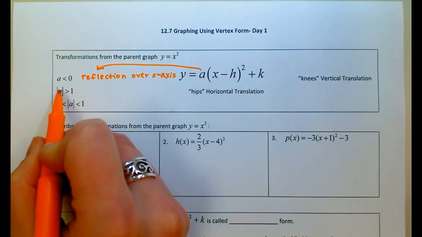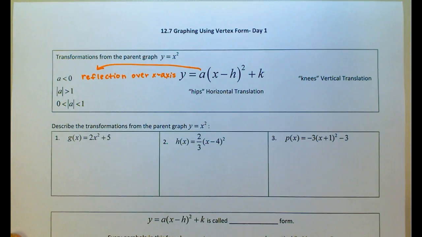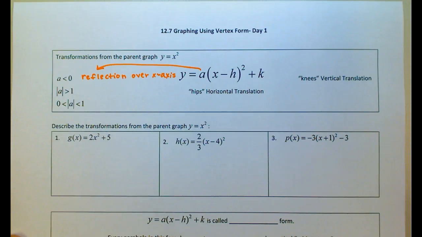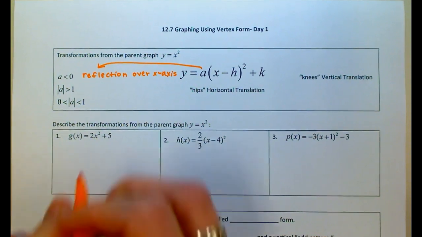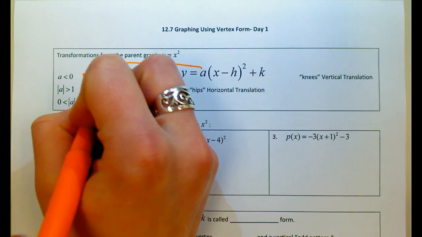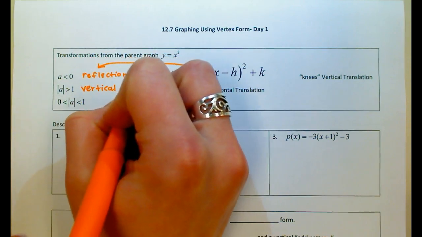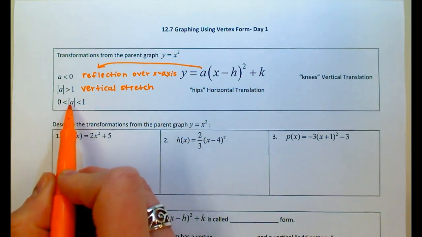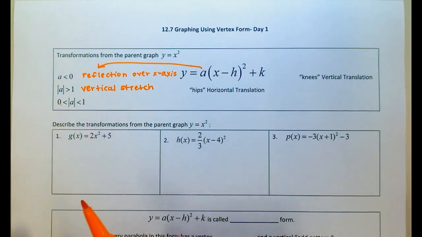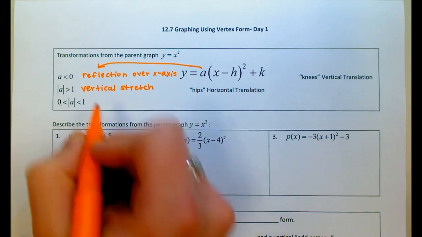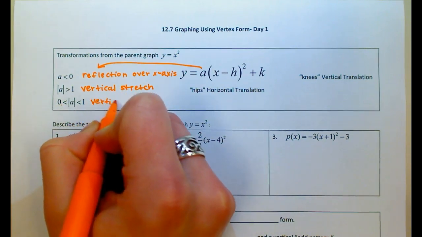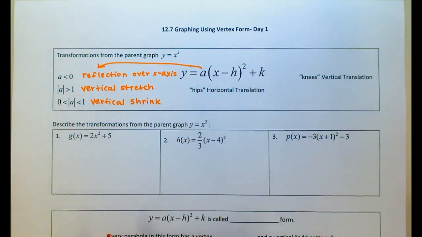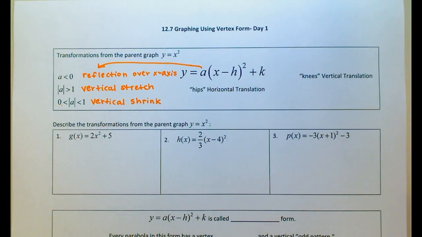If the absolute value of a, it doesn't matter if it's positive or negative, that's why we have the absolute value, is greater than 1, we have a vertical stretch. And if the value of a, whether it's positive or negative, is between 0 and 1, any kind of fractions like 1/2, 3/4, we have a vertical shrink. Okay, so hopefully those sound pretty familiar.